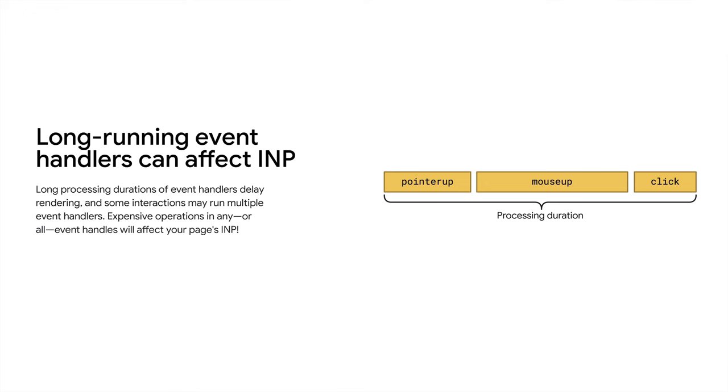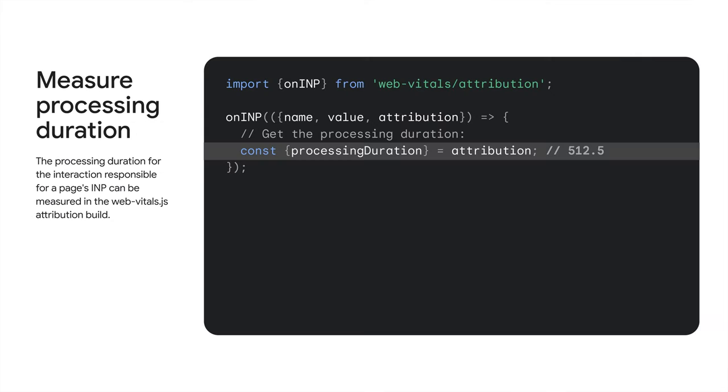Interactions with high processing duration values delay the rendering that the browser needs to do to produce the next frame. More than that, some interactions can involve code in multiple event handlers, sometimes from sources you may not have expected. So it makes sense to start by measuring the processing duration of interactions to figure out whether you need to focus on this area.